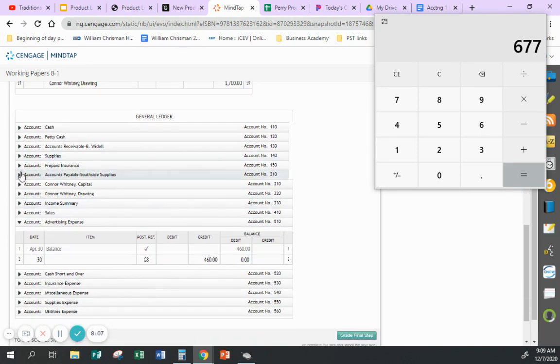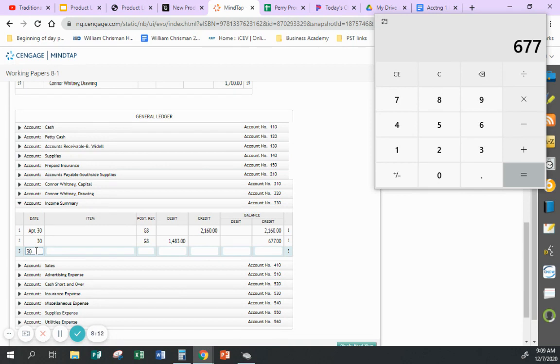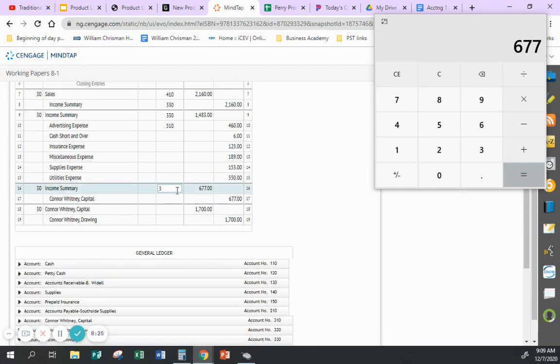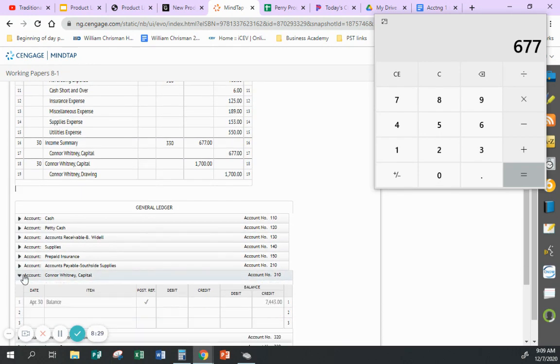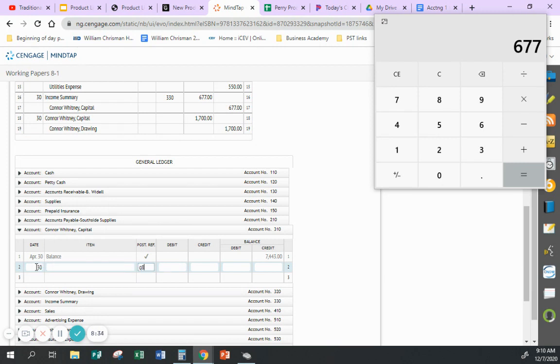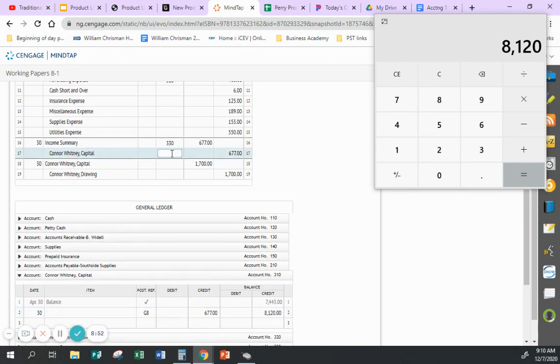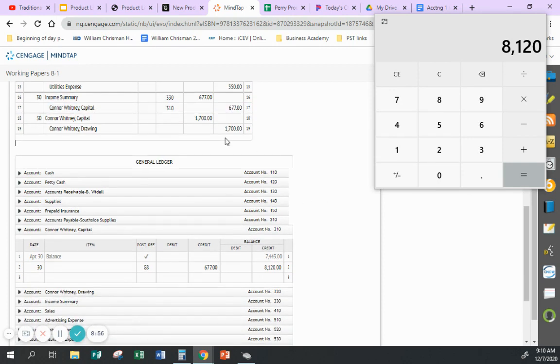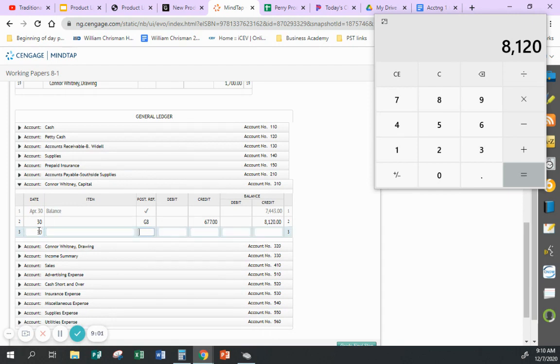So we have a debit to income summary for $677. And that we have a credit balance and a debit transaction, so that closes that ledger out. And then when I put that into capital, a credit of $677. My new balance, because I have 743 in there, I'm going to add in the 677. Gives me a balance of 81.20. And then I've got a $1,700 debit to capital, which is closing the drawing account out. And so I'm going to come over and subtract that. Leaves me a balance of 64.20.